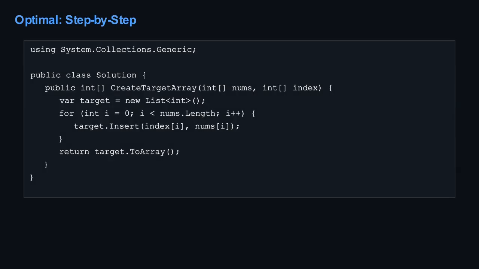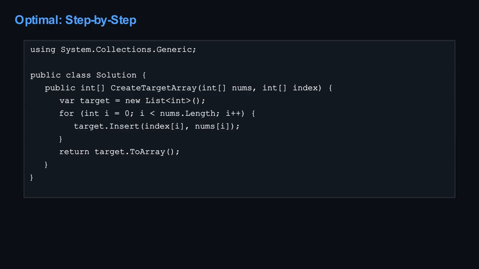nums equals 0, 1, 2, 3, 4, and index equals 0, 1, 2, 2, 1. We start with an empty target list. First, nums[0] is 0, index[0] is 0. We insert 0 at index 0. Target is now 0. Next, nums[1] is 1, index[1] is 1. Insert 1 at index 1. Target becomes 0, 1. Then, nums[2] is 2, index[2] is 2. Insert 2 at index 2. Target is 0, 1, 2.